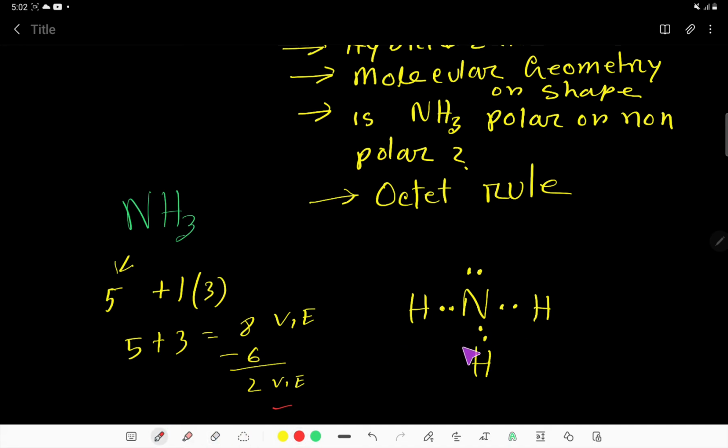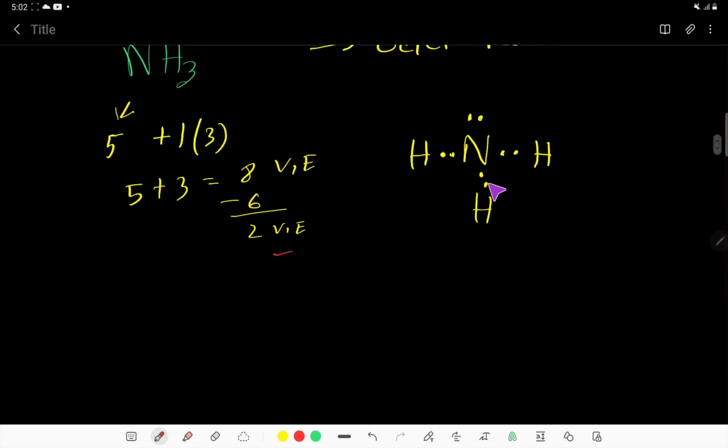So you can express this structure like this: nitrogen, then hydrogen. You can express the bond pair using a dash. So here we have 1, 2, 3 bond pairs and 1 lone pair. That is, in this molecule we have 1 sigma bond, 2 sigma bonds, 3 sigma bonds, right? In the NH3 molecule we get 3 sigma bonds and we get 1 lone pair.